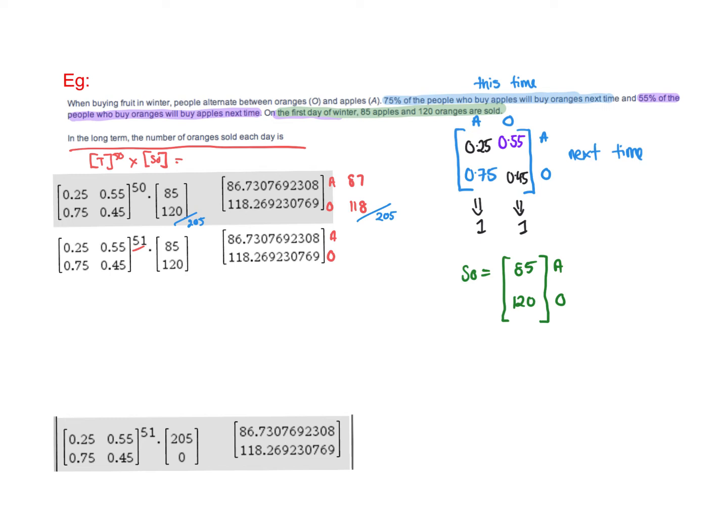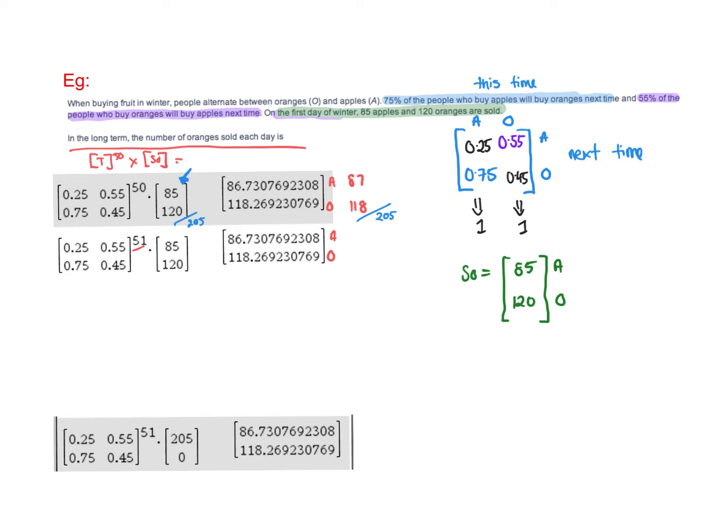Now it doesn't actually matter, and I just wanted to bring this to your attention. It doesn't actually matter what state matrix you pop in there. So you could actually use S1, S3. If you're doing that transition to a high power, you're getting to the same spot anyway. You're always going to reach the long term.